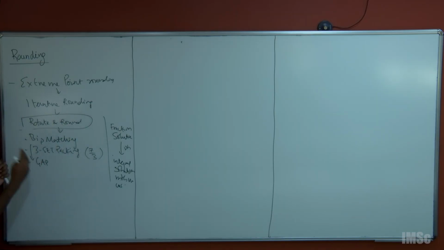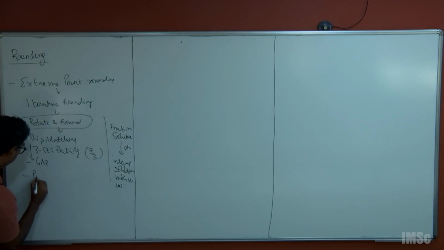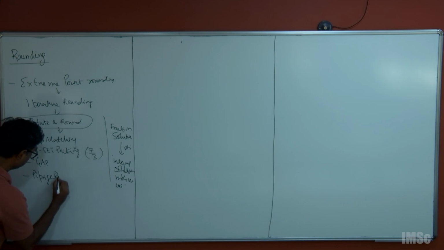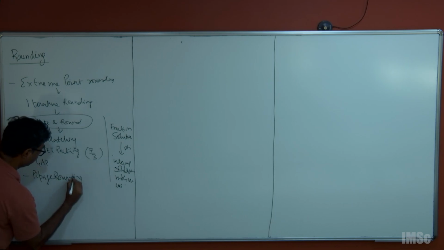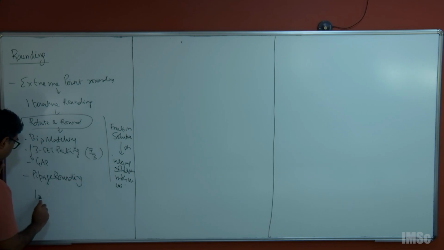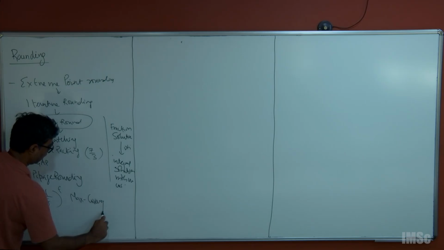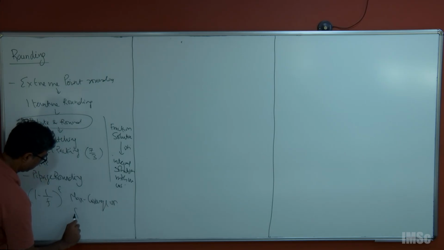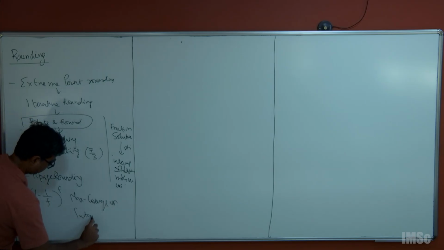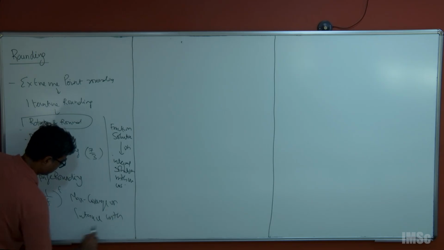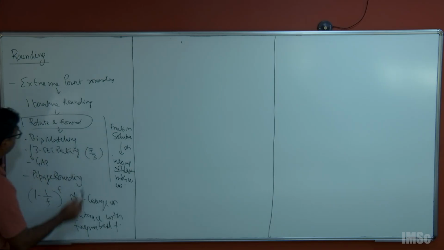We said that this rotate and round is quite general and can also be done for a variety of convex programming, and then we learned pipage rounding. We applied this pipage rounding to design a 1 minus (1 minus 1/f) to the power f approximation for max coverage on instances with frequency bound f. So this is what we have learned.